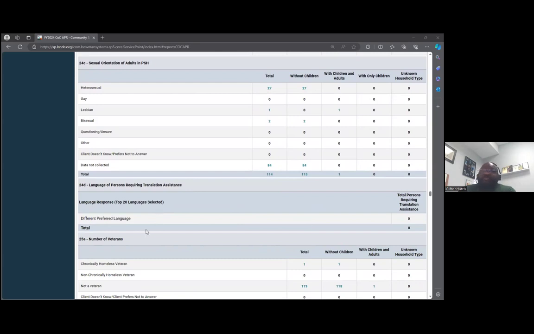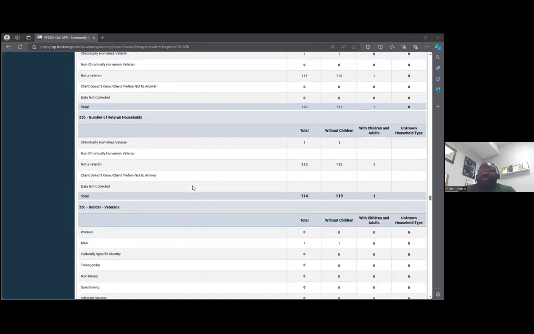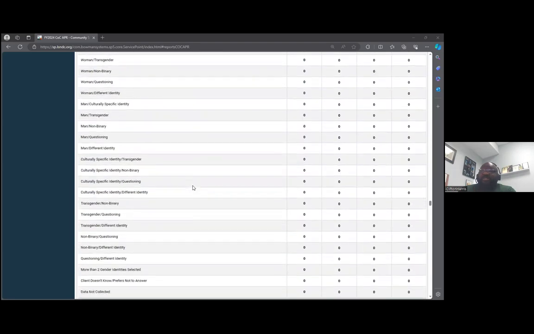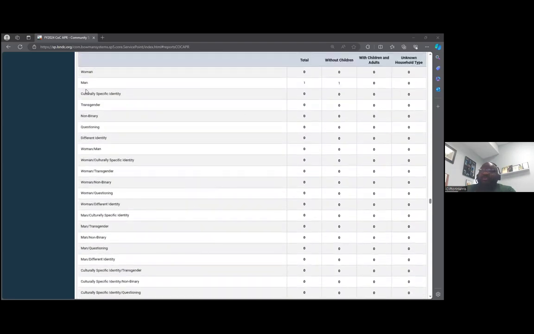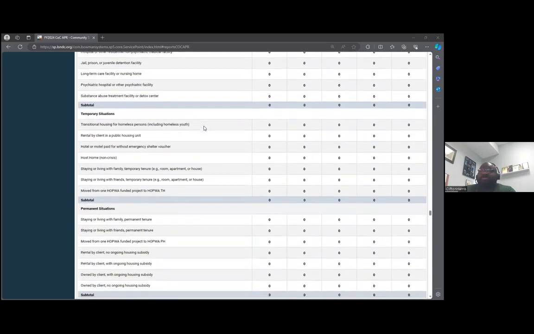There's a section 25, which is only for veterans. If you have veterans in your program, it'll populate this for the veteran. So only if you have veterans. This has some of the same data elements as at the top, but only for veterans, and that's why they only have one person in those tables.